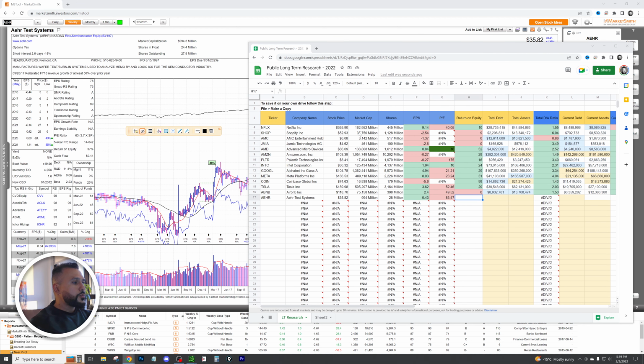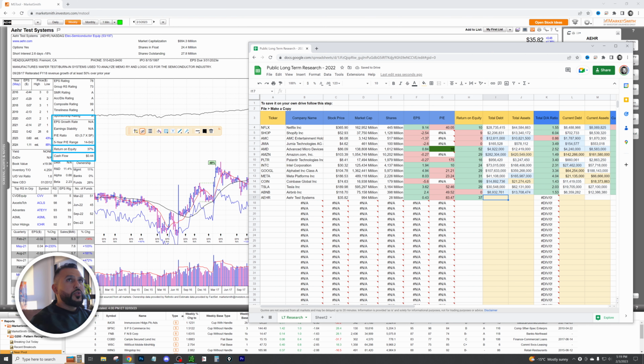When we're looking at return on equity, we're going to use MARKETSMITH, and we're going to jump right in on this area. We have a return on equity of 37%. Perfect. So we're going to plug this in, 37, and we're going to get a nice green figure.